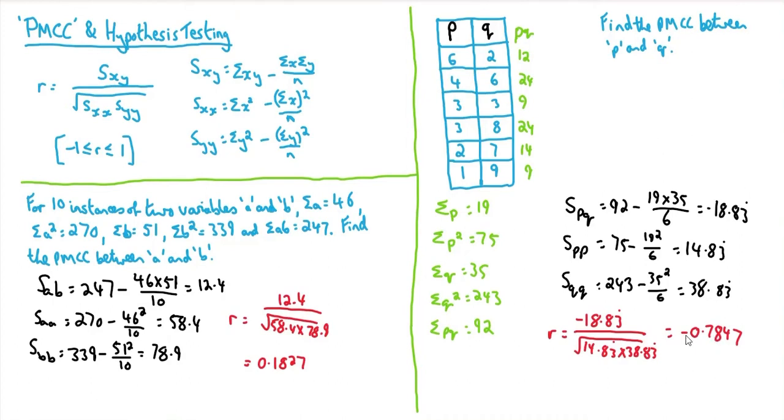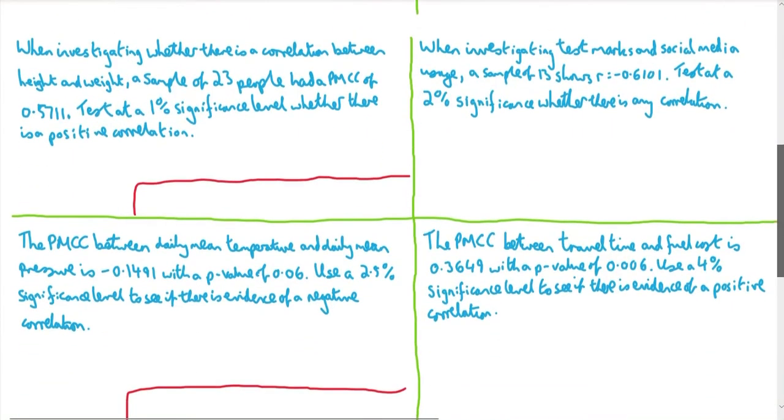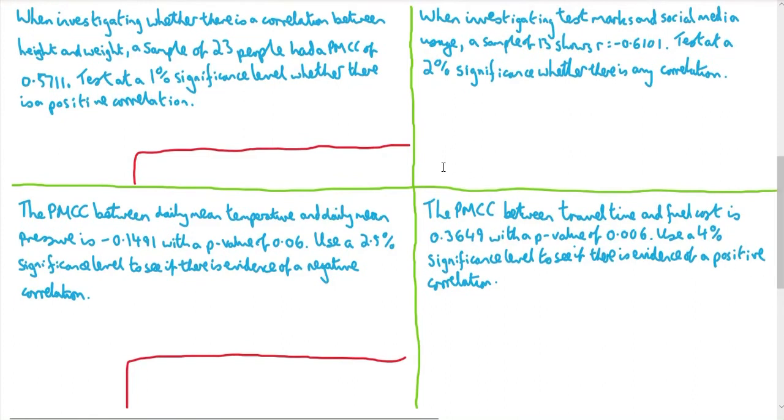Okay? Well, if we're happy with that, let's move on to perhaps what you're more often going to come across, which is the hypothesis testing of your PMCC. Now, there's actually two ways we can go about this, two styles of question. To address the first one, we could have that when investigating whether there is a correlation between height and weight, a sample of 23 people had a PMCC of 0.5711. Test at a 1% significance level whether there is a positive correlation.